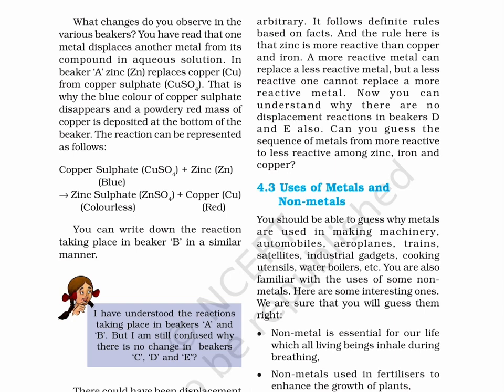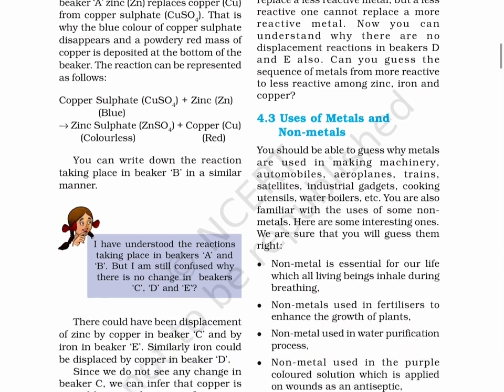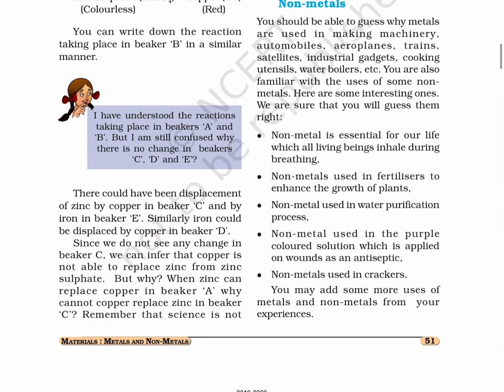4.3. Uses of metals and non-metals. You should be able to guess why metals are used in making machinery, automobiles, aeroplanes, trains, satellites, industrial gadgets, cooking utensils, water boilers, etc. You are also familiar with the uses of some non-metals. Here are some interesting ones. We are sure that you will guess them right.